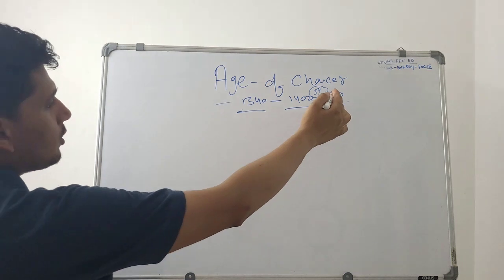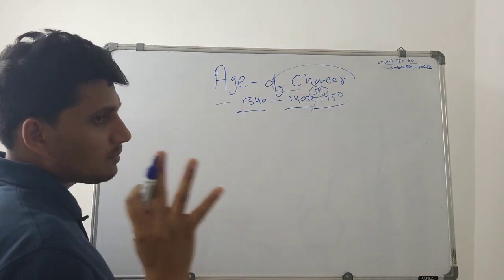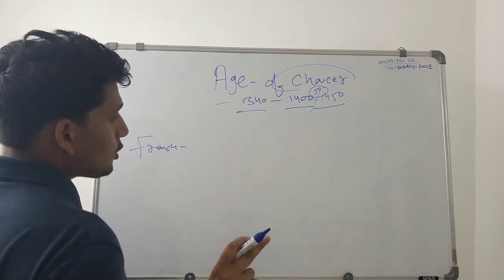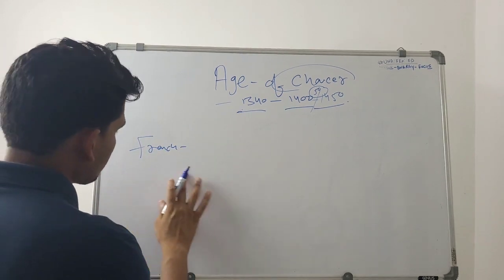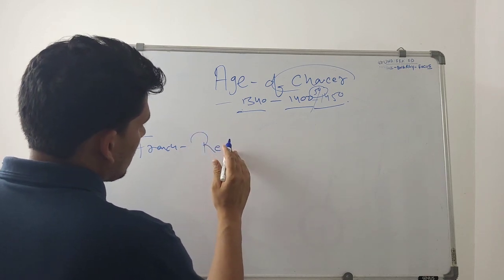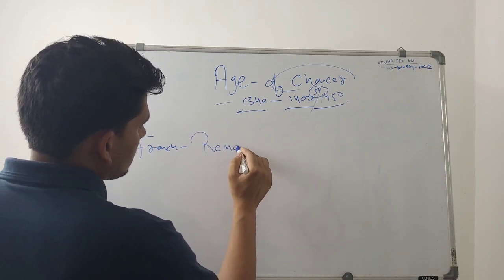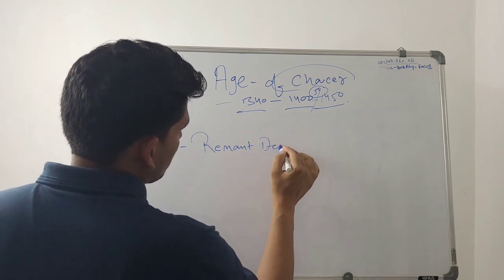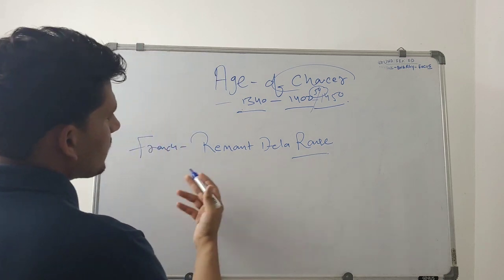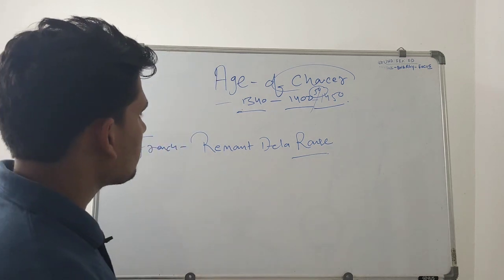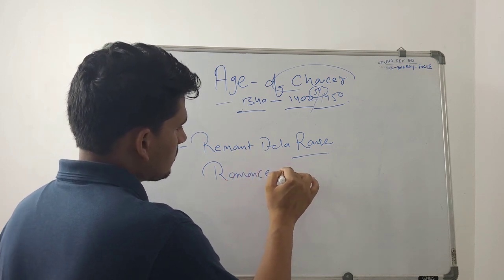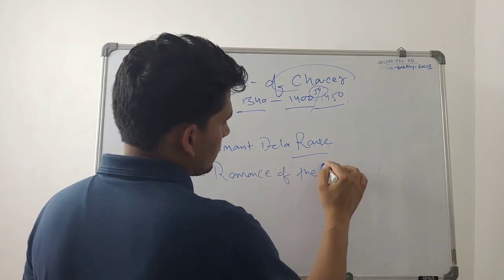So Chaucer's whole time period is divided into three periods. One is the French. During this time we get to see the influence of the French writers in his writing. During this period he wrote Roman de la Rose. I think this is the French spelling. Maybe I'm not writing it in French, but in English it is called Romance of the Rose.